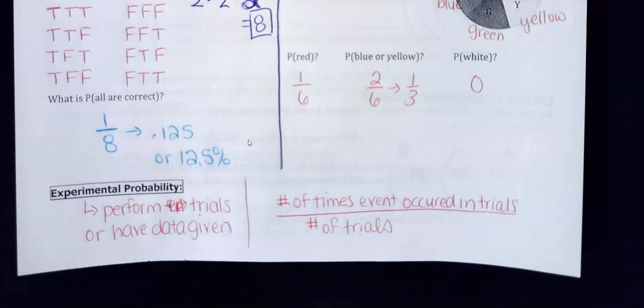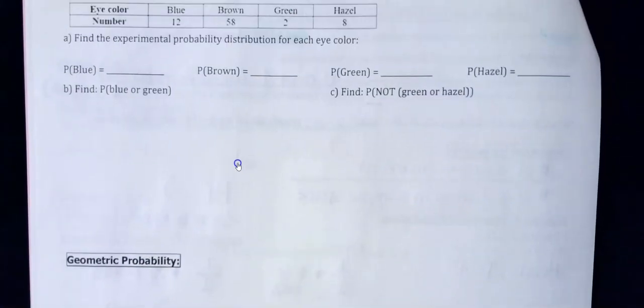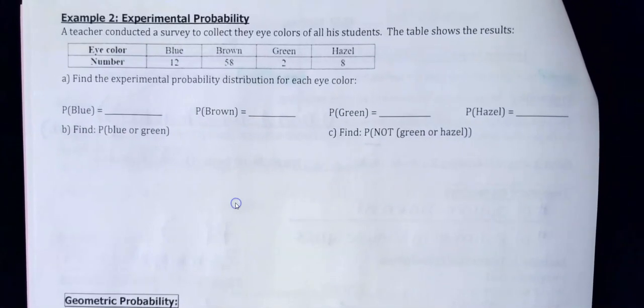So we either need to actually perform trials, which we're not going to do on this lesson right now, but they can also give you data, and you can use the data to do an experimental probability. Okay, so that's what we're going to do on the back. So I'm going to give you the data. So this is like our experiment, basically.